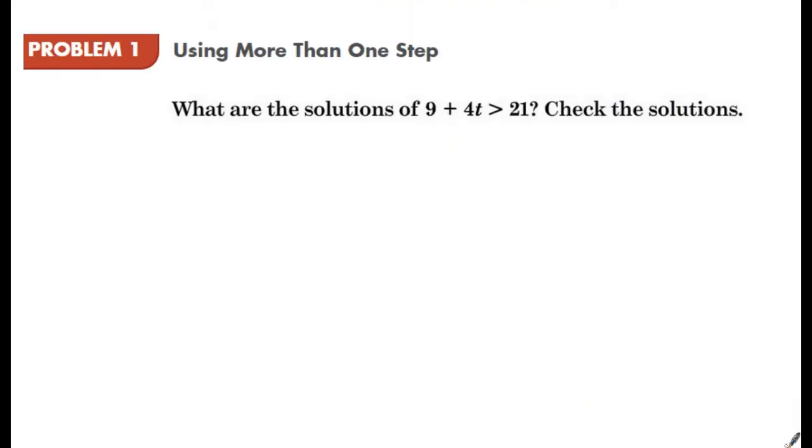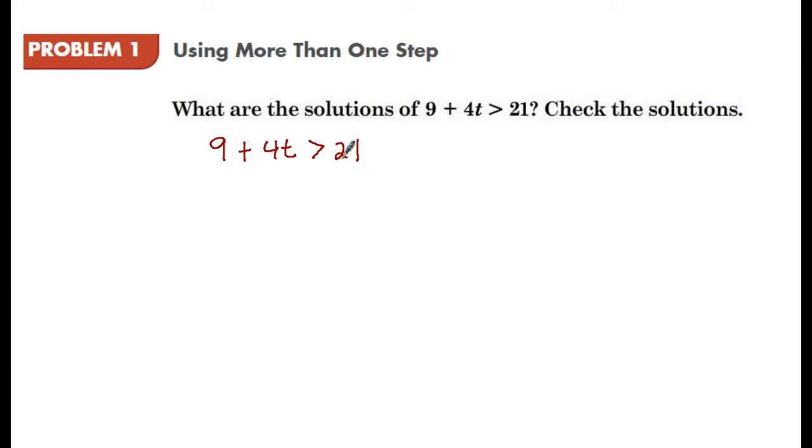Okay, so here's problem 1. What is the solution to 9 plus 4t greater than 21? We also want to check our solution once we're done. So we're going to go ahead and copy 9 plus 4t, and that has to be greater than 21.